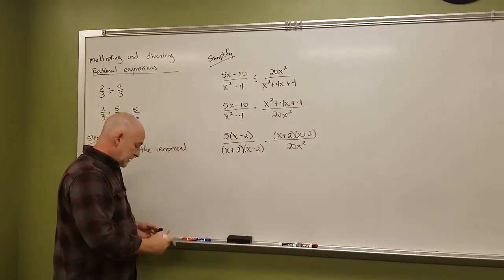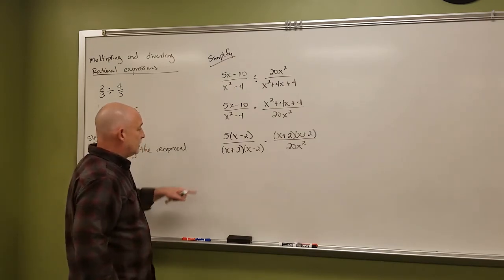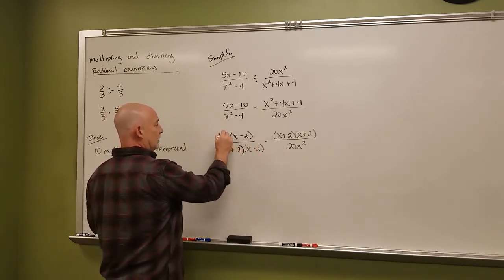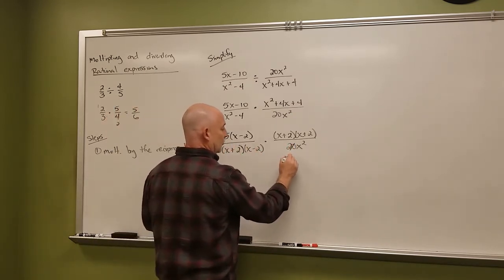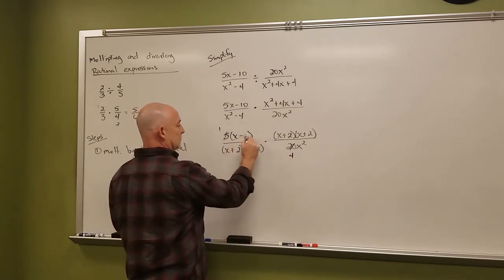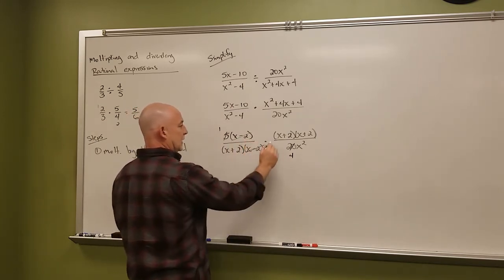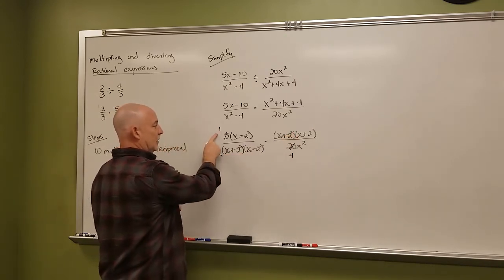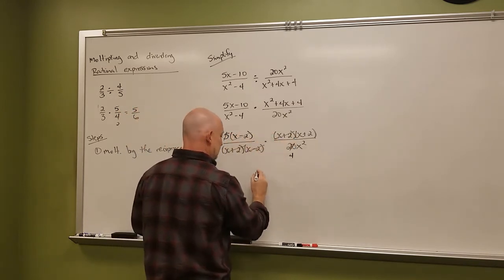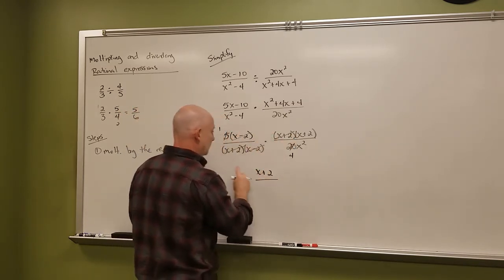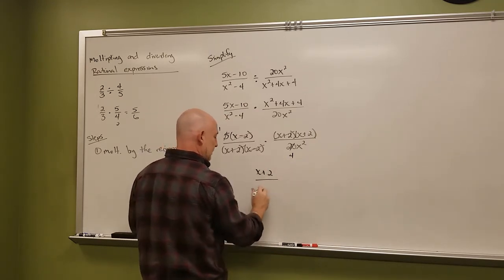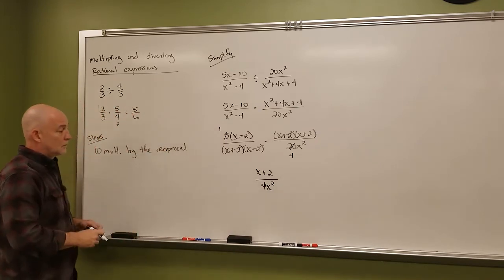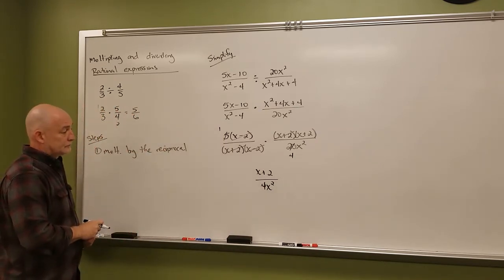All right, let's see if we can reduce anything here. We're starting on the top. The 5 and the 20 can reduce. 5 goes into 5 once, goes into 20 4 times. I have an x minus 2 over an x minus 2. I see I got an x plus 2 and an x plus 2, and well, that's about it. So let's see what we have on the top. 1 times 1 times 1 times x plus 2, all over 1 times 4 times x squared, or just 4x squared.